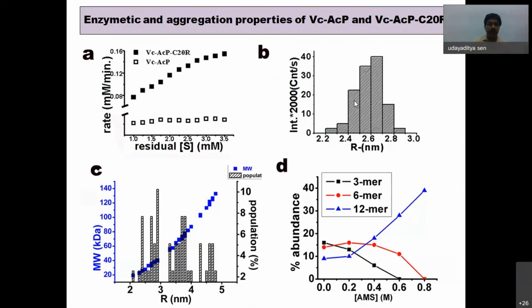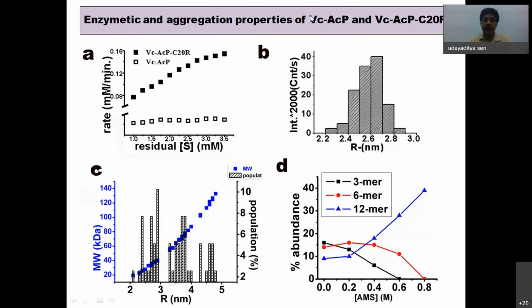Okay. Finally, what I am going to show is that we are working with the acyl phosphate protein that Professor Chakraborty also told. Acyl phosphate means it hydrolyzes the acyl phosphate group to acyl group and phosphate. So we release the inorganic phosphate.